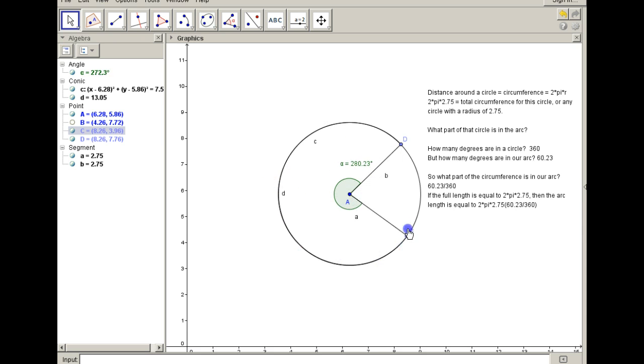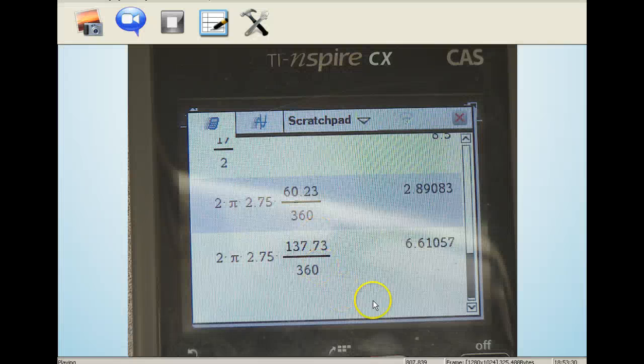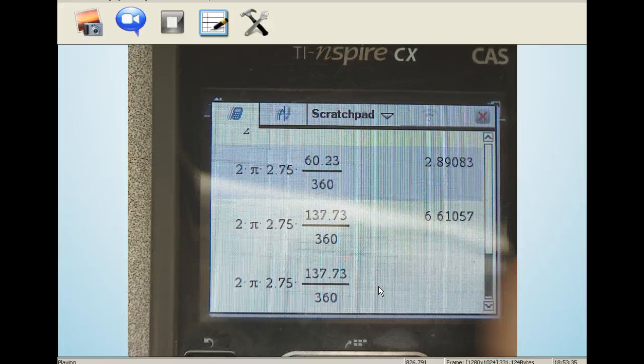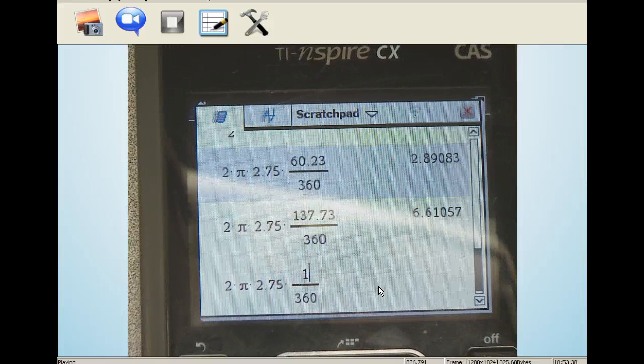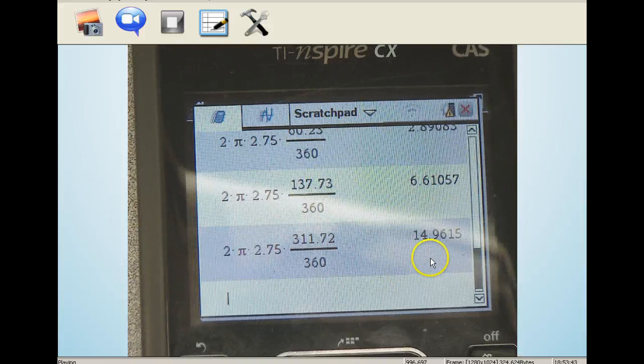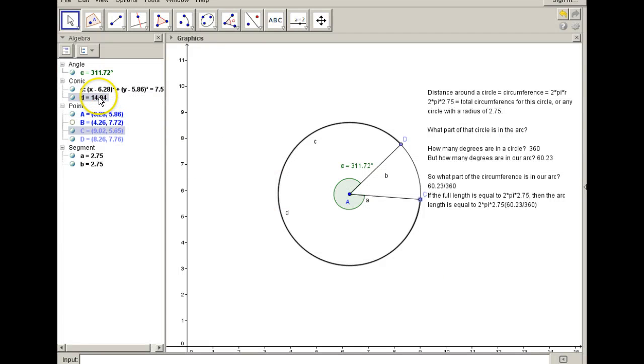Let's do one more, and we'll see it here. How about 311.72? So we'll bring this down, and then we will multiply by 311.72 out of 360. And we have 14.96. And this one measures 14.94. Okay, we're off a little bit. What is making us off is the idea that this angle is not precise. We also know that the length of this radius may not be precise. Okay, but it's getting us very close. It's doing a pretty darn good job.